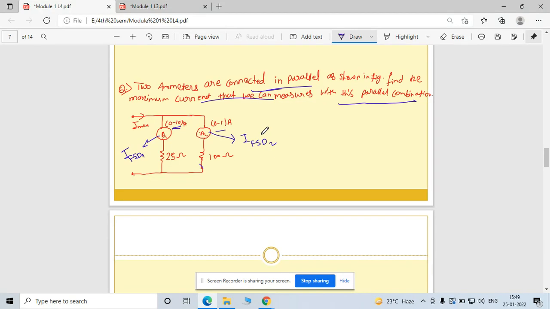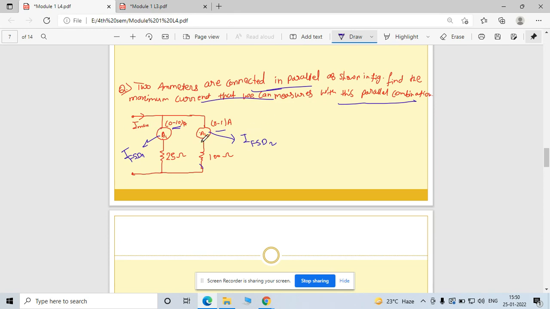Voltages, maximum, according to your maximum value of full scale deflection current. Once you find out the voltages, only then can you comment on the maximum value of current that can be passed from this circuit.